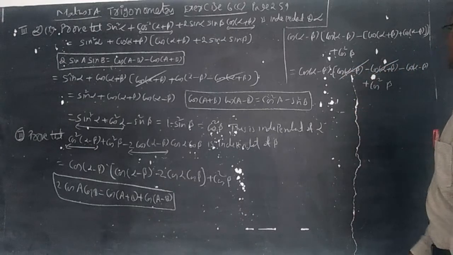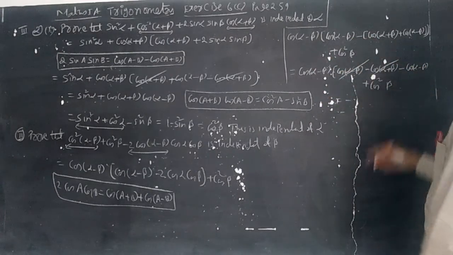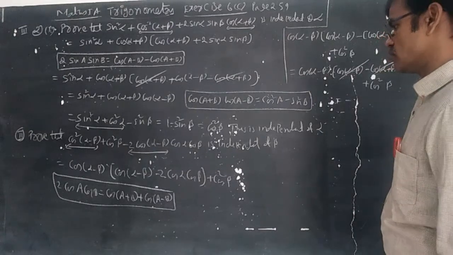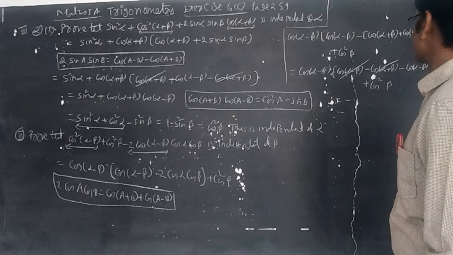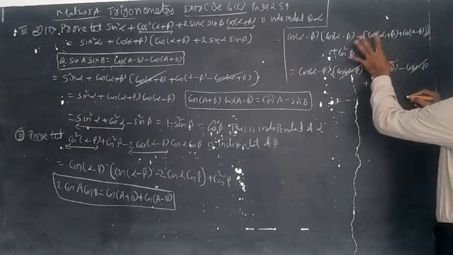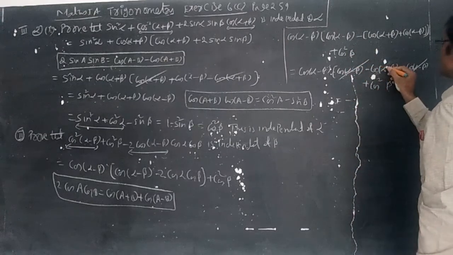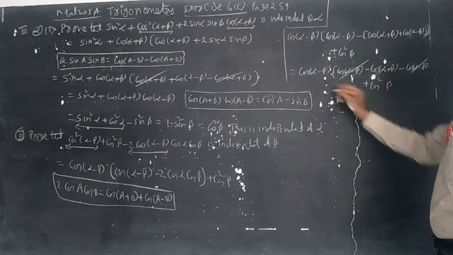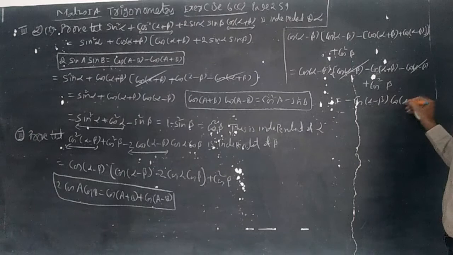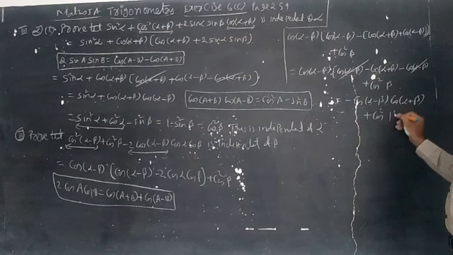Cos of (alpha minus beta) gets cancelled. Now we got minus this cos of (alpha minus beta); the plus should not get cancelled, only the minus. So that is equal to cos of (alpha minus beta) into cos of (alpha plus beta) plus cos square beta.